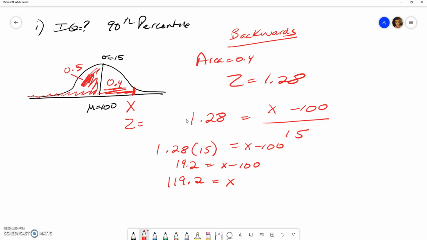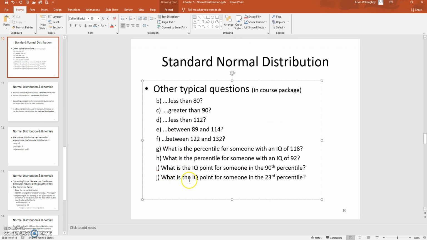This means that a person with an IQ of 119.2 is in the 90th percentile of the population in terms of IQ. So let's go on to part J. Part J is very similar to part I. What's the IQ point for someone in the 23rd percentile?